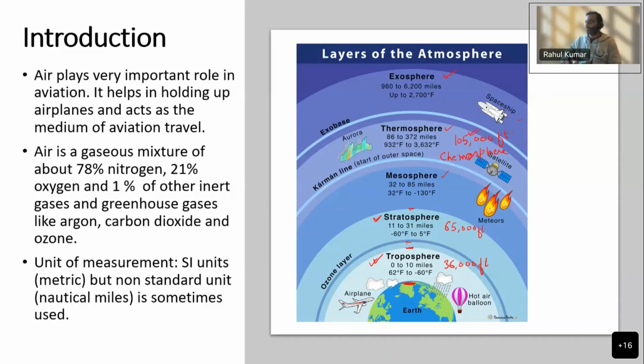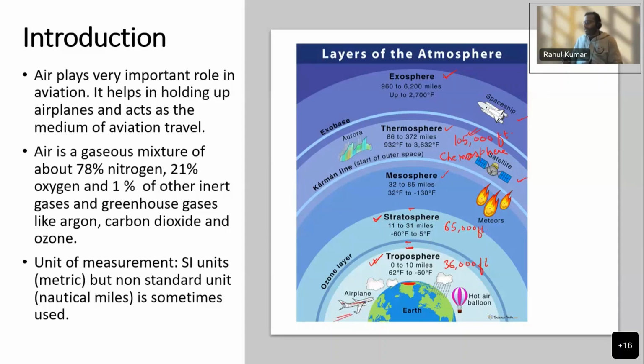This figure also tells us that spaceships fly in the exosphere, the satellites are in the thermosphere, but mainly your aircraft fly in the troposphere. So we are only concerned with the first 36,000 feet in which the aircraft fly.